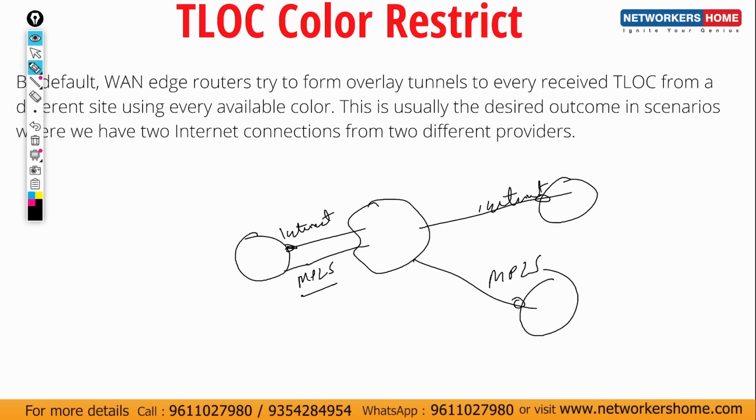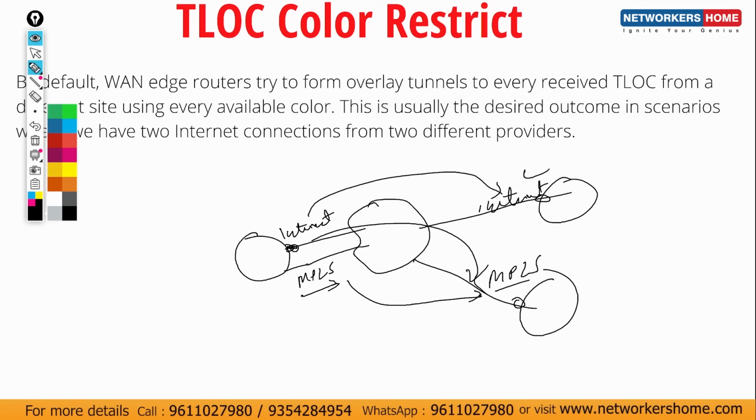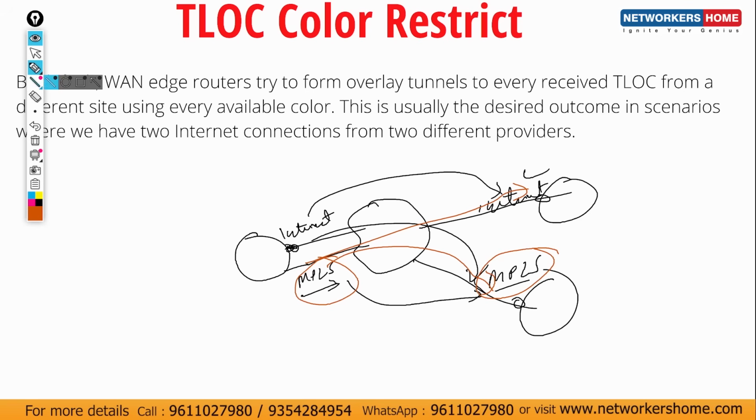If you use the restrict option here, it will look for neighborship with the same color. MPLS is going to form a tunnel to MPLS, and internet will form a tunnel to internet. Otherwise, if you don't use the restrict option, what will happen? Internet is going to form a TLOC with internet as well as MPLS. Similarly, MPLS is going to form a tunnel to internet also, and to MPLS. But if you choose the restrict option, you will be restricted to your own color. So it's a very useful feature.